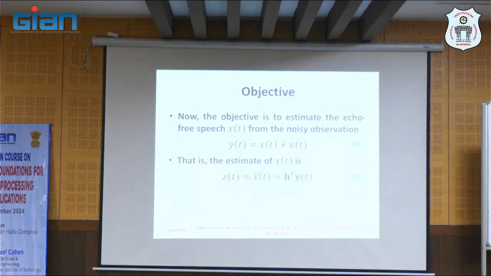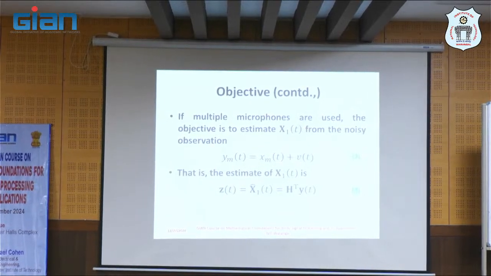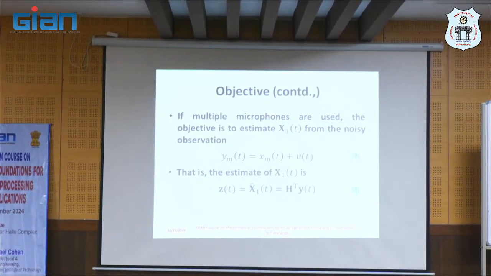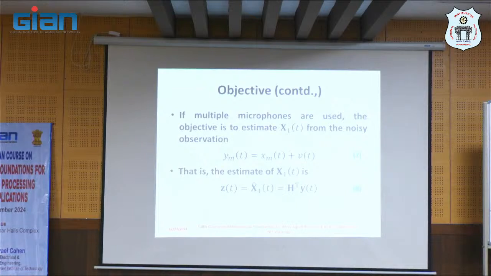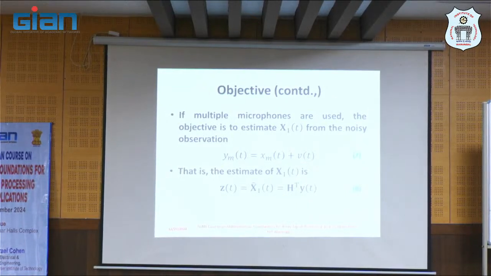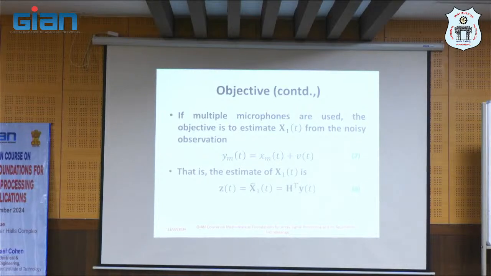And this is a single channel scenario, that is, we have a single microphone, and we can have multiple microphones also, that is, multiple sensors. In such a case, the noisy observation model can be written like this, and the corresponding filter parameter matrix is H here, which gives the estimate of the desired signal at a particular sensor, that is, sensor 1.